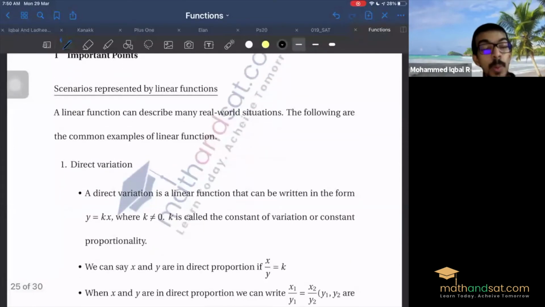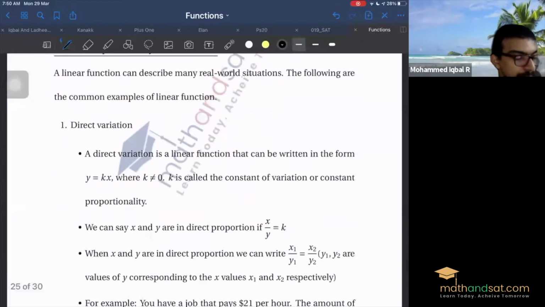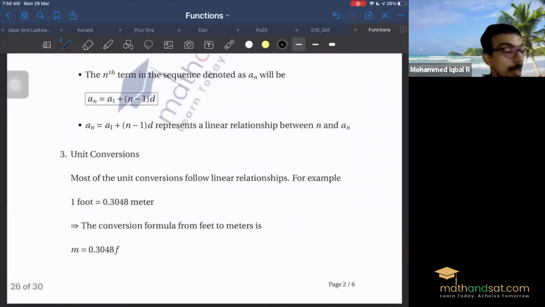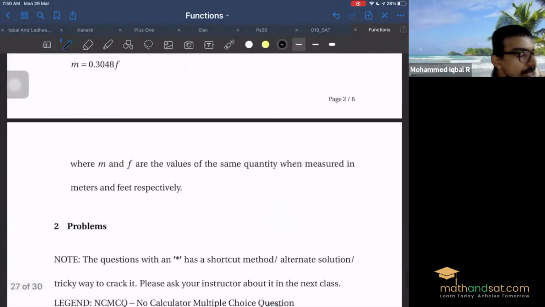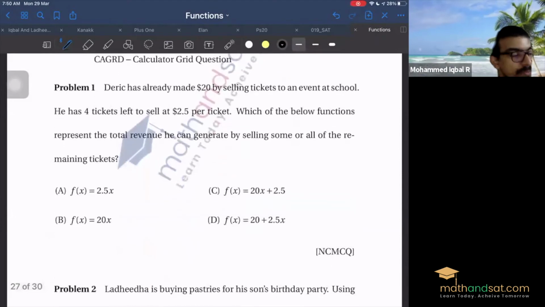These are the ideas we discussed in last class. Some scenarios that are represented by linear relationships. One is direct variation, another is an arithmetic sequence, another is a unit conversion. So we have seen this. Okay, let's try to solve these questions now.